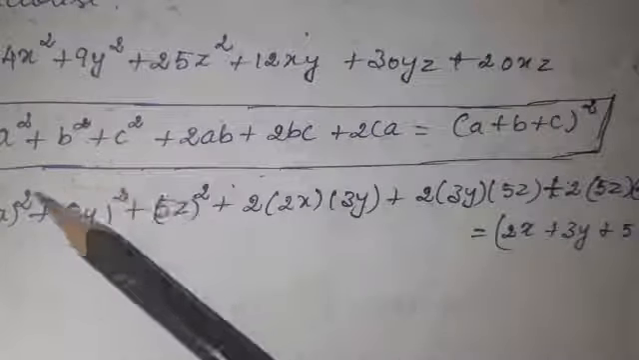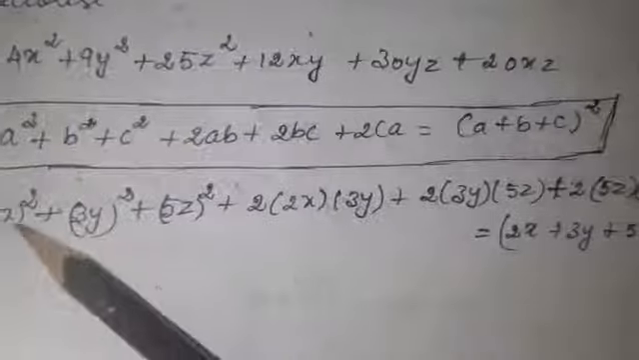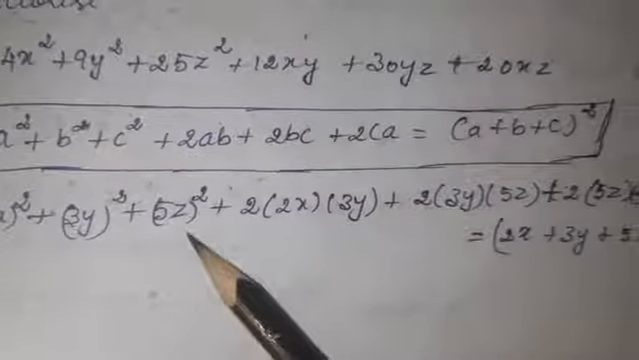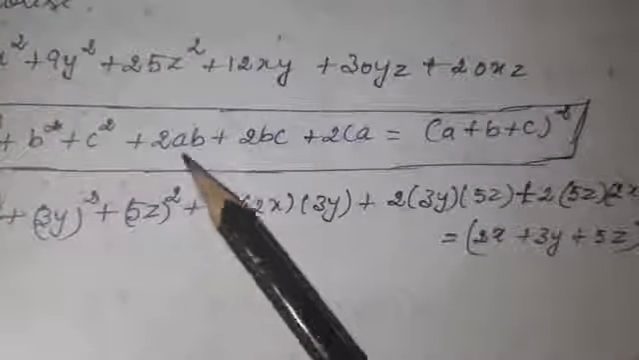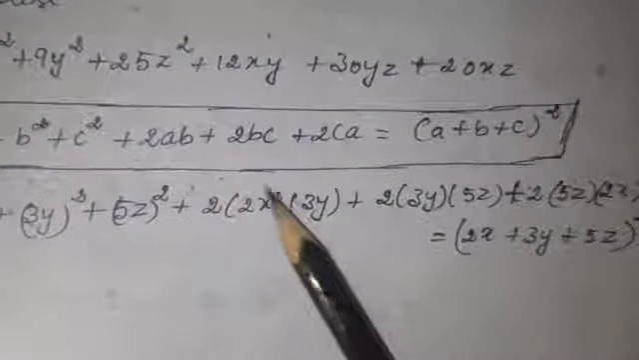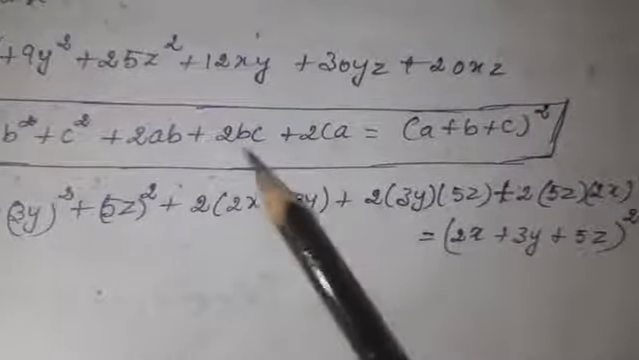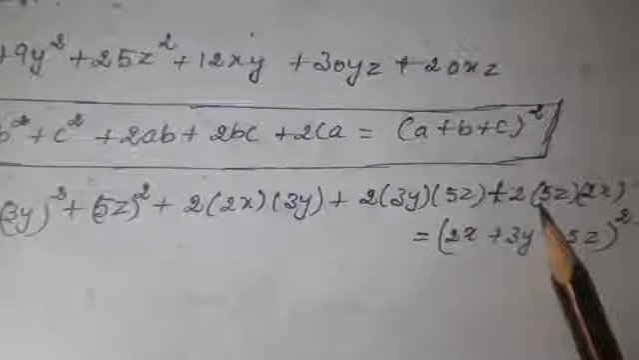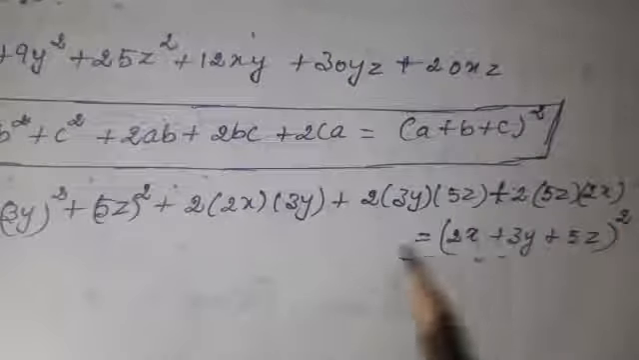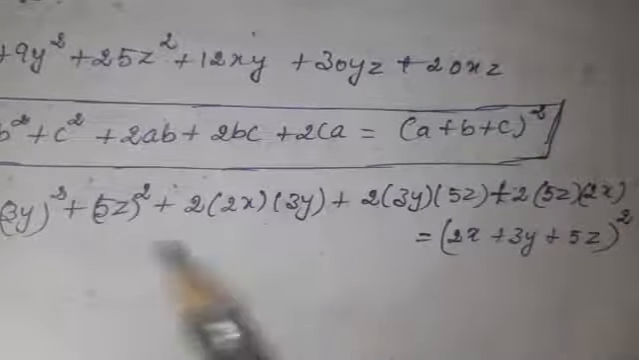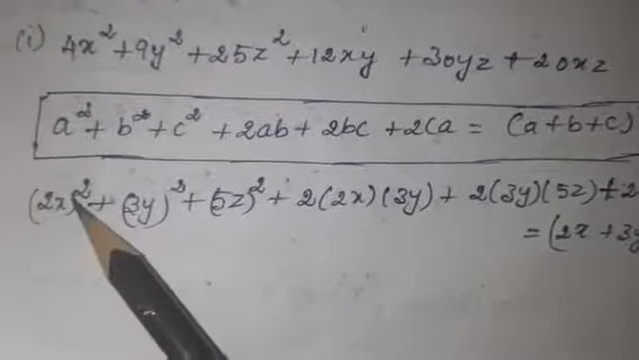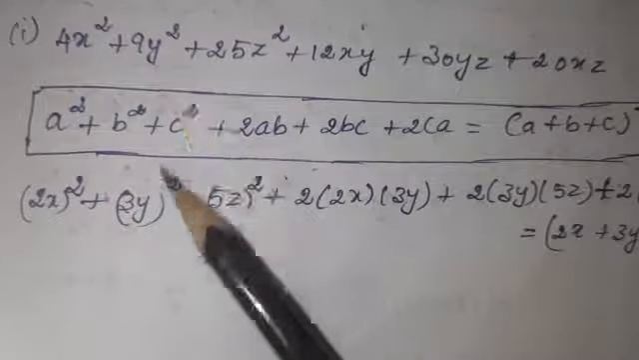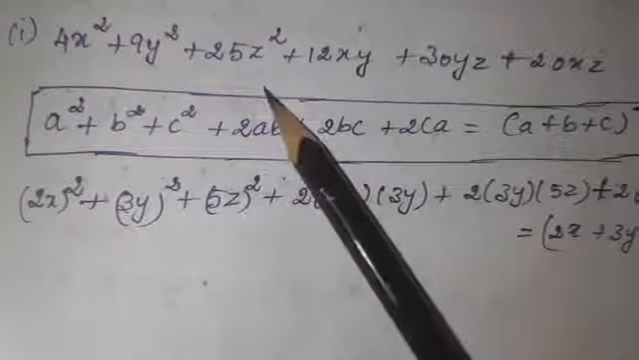According to this formula you substitute here. So a value 2x the whole square plus b value 3y the whole square plus c value 5z the whole square plus 2 into a value, b value substituted here. Then plus 2 into likewise b value, c value, plus 2 into c value, a value. Okay. Now multiply and see that you will get that question. See here 2x the whole square, that is 4x square, plus 3y the whole square, that is 9y square, plus 5z the whole square is 25z square.